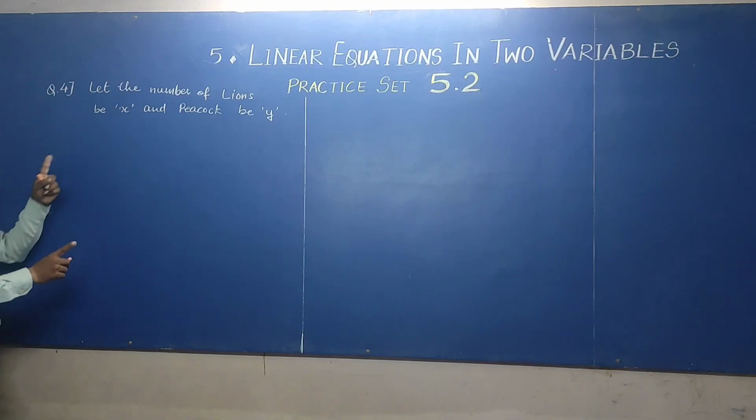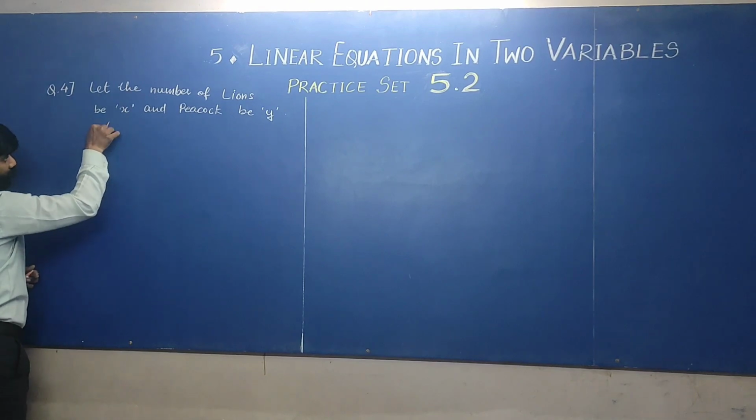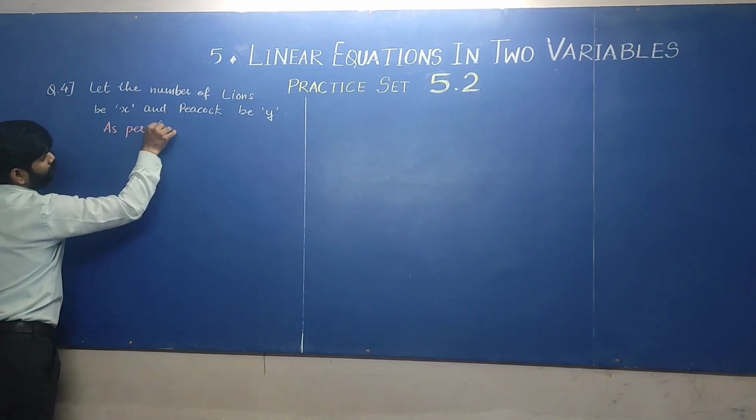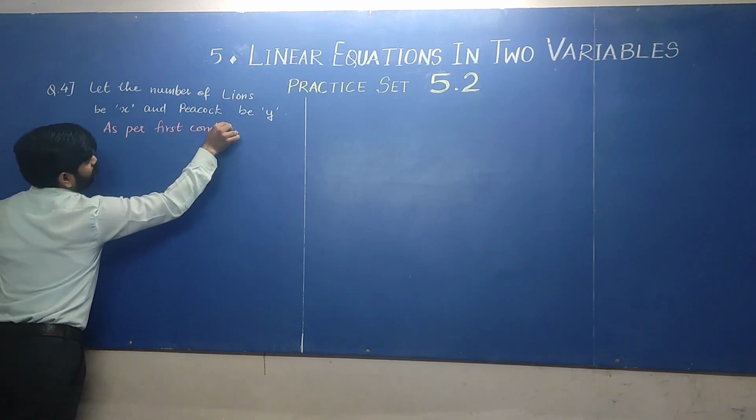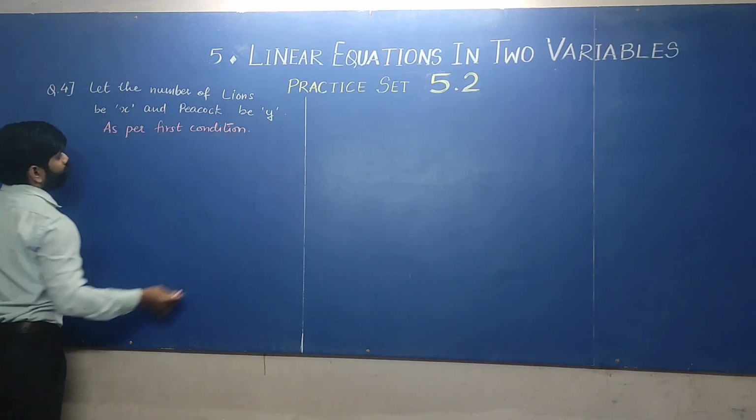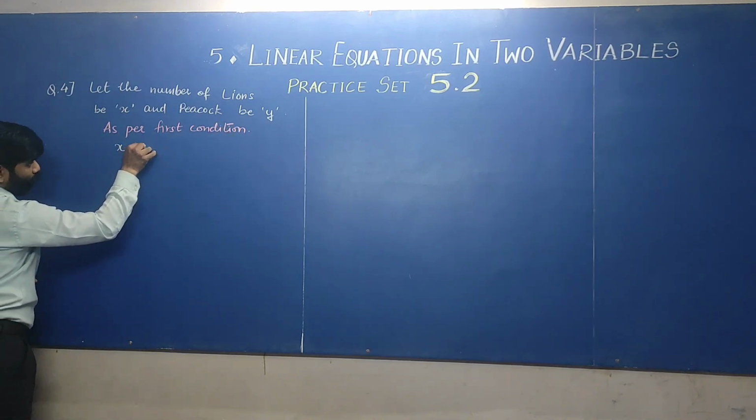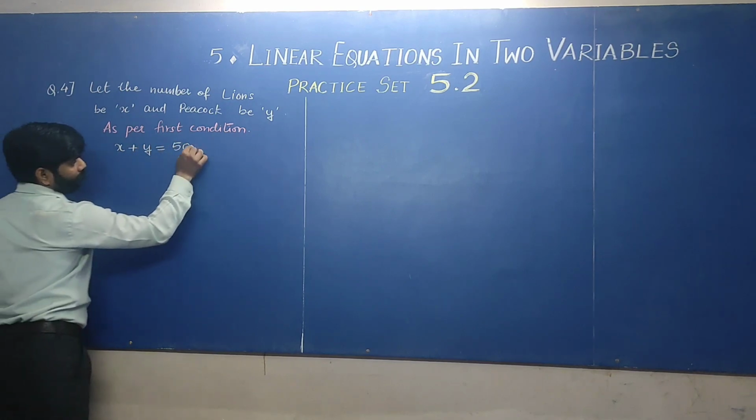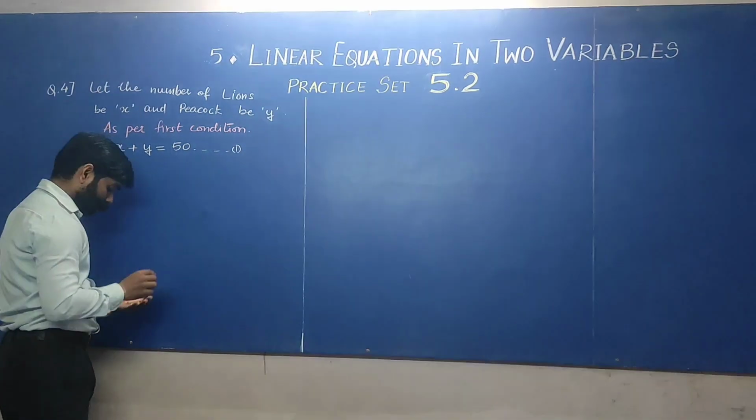So our condition is given as per first condition. The both lion and peacock is making sum of 50. So as per first condition, now what is the condition saying? Lion plus peacock, the total number is 50. So this is our equation number 1. Question number 1 is so easy.